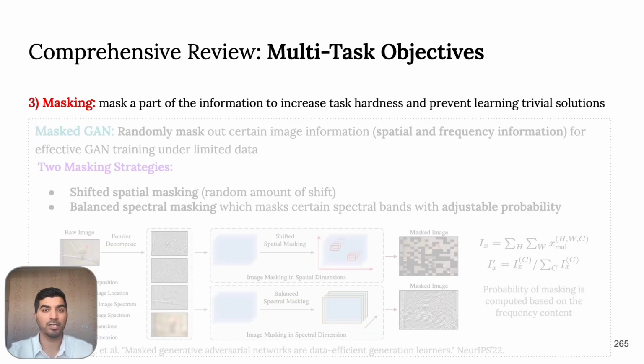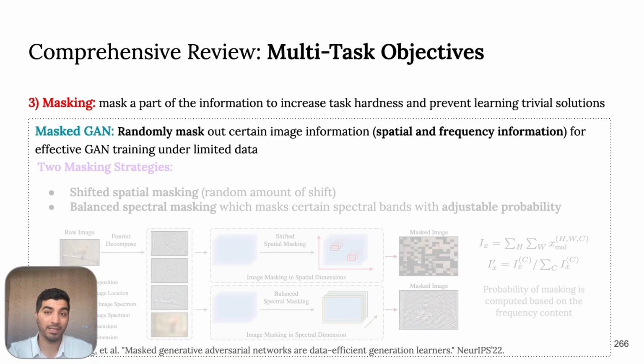Then we have masking subcategory. In this subcategory, a part of the information is masked to increase the task hardness and prevent learning trivial solutions. For example, MaskGAN is proposed in NeurIPS 2022, and it randomly masks out certain image information, including spatial and frequency, before passing them to the discriminator. So discriminator has less information. It increases the task hardness for discriminator, and in turn prevents learning trivial solutions for real and fake classification.